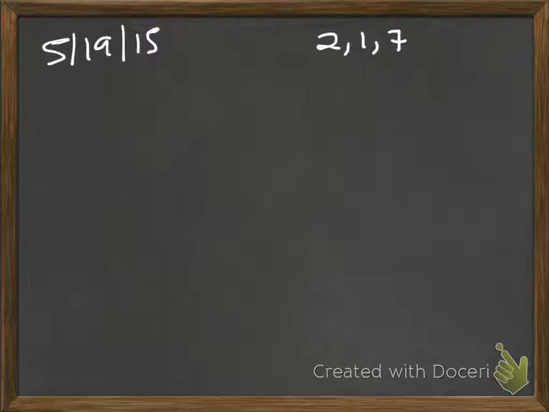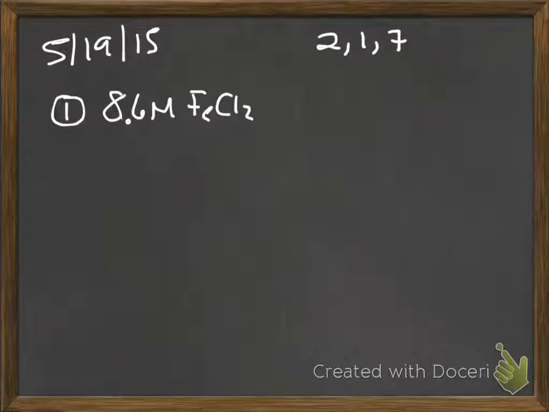So for number 1, you're told that you have an 8.6 molar iron 2 chloride solution. We want to know if it's saturated or not.